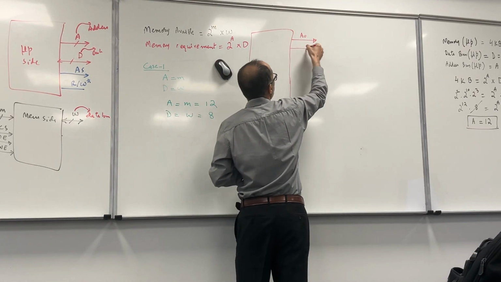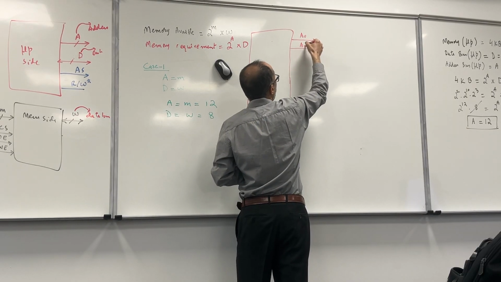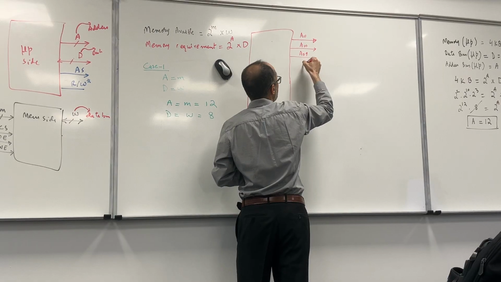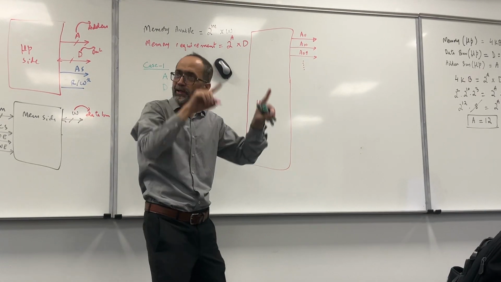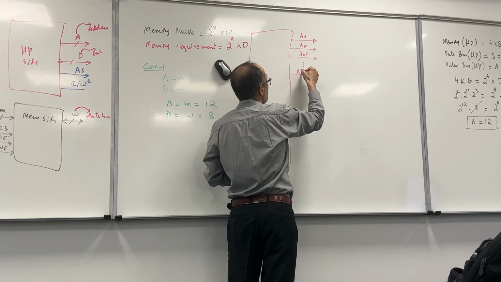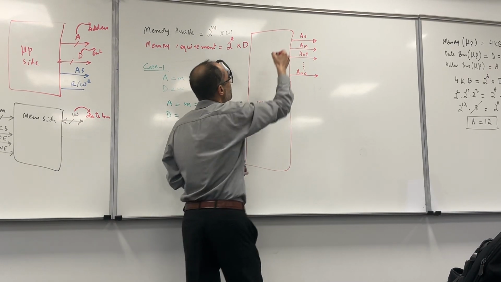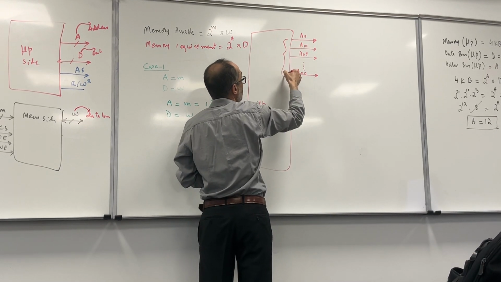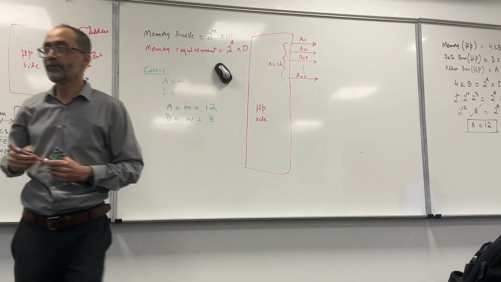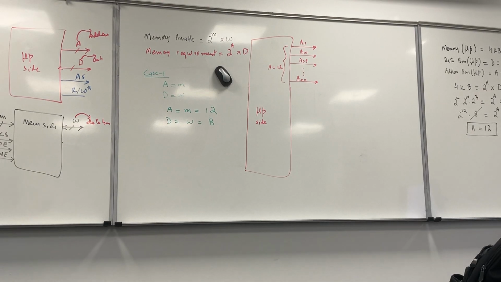Then A10, A09, and so on. I'm not putting dots because I cannot do all these things. What will the last line be? A00. So what can you see here? Now what is my A here? A is 12.